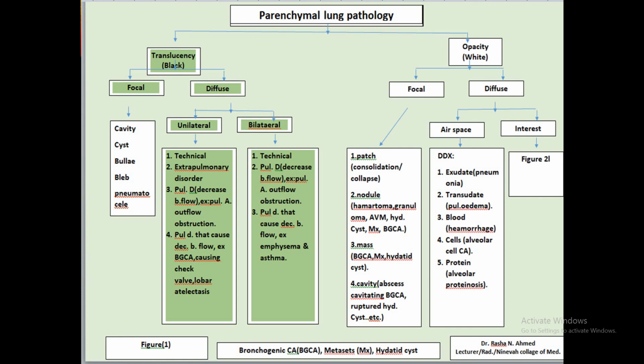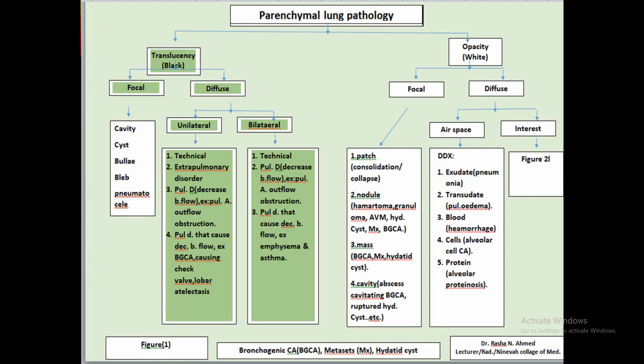Now, we have talked about the parenchymal lung opacity, and now we will talk shortly about the translucency. As we said previously, the translucency could be either focal or diffuse. Focal translucency تعرضنا له تكلمنا عن الكافيتي بأنواعه. فإذا الفوكال مثل الكافيتي والسيست والبولي والبليب والنيماتوسيل. لكن الترانسليوسنسي إذا كان diffuse have two types, either unilateral or bilateral.